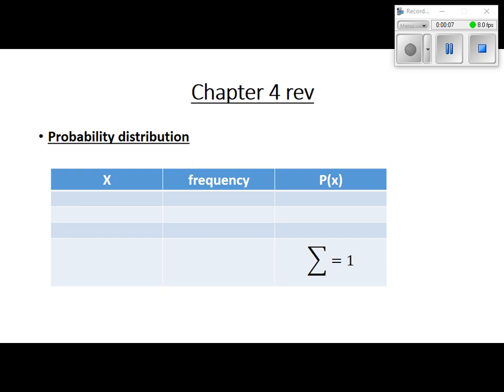All right, chapter 4 review. First thing we covered in this chapter, probability distribution. This is what the chart looks like. We'll write down a couple of things with it. Again, you write down whatever you think you need to write down, whatever's going to help you as we go through all this.